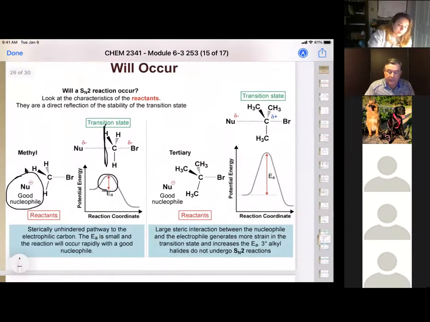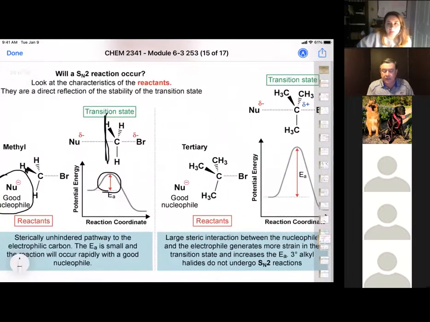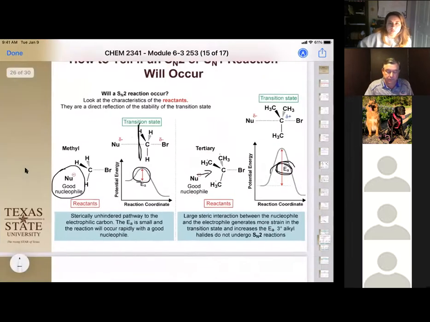However, if we have something that has 3 different groups on it, that nucleophile can be as good as it can be, but our activation energy is high. Our activation energy is so high that it's above the activation energy of the SN1 mechanism, and therefore it's less likely to happen. So in almost all cases, tertiary alkyl halides do not undergo SN2 reactions.